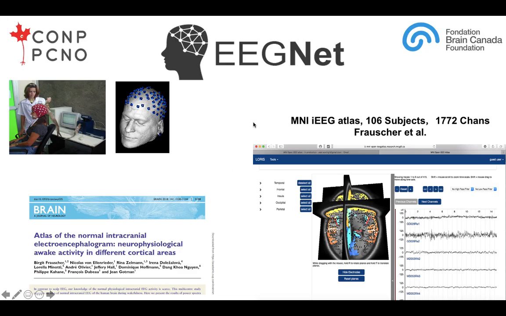And one of the best examples of this is the MNI intracerebral EEG atlas of Birgit Frauscher and her colleagues, a unique atlas from over 100 subjects looking at nearly 1,800 channels of intracerebral EEG.